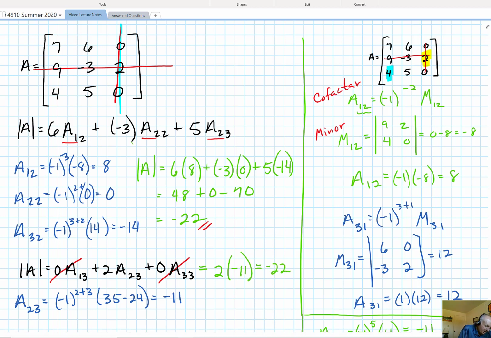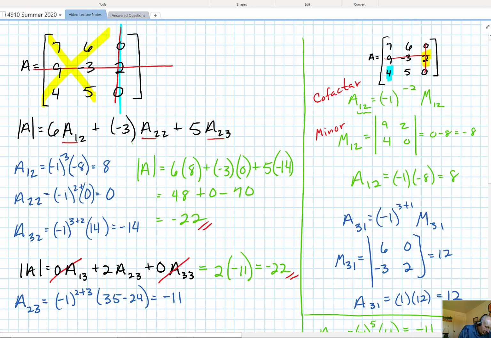So it does not matter which row or column you expand upon. But choose a row or column with lots of zeros, because then your work is a lot easier, because you don't need to worry about finding those cofactors, because they're just going to be zeroed out anyway. This method works for any size of matrix. When it's a 3 by 3 matrix, the minors are going to be 2 by 2. You cross out one column and one row, and you're finding the determinant of a 2 by 2 matrix.